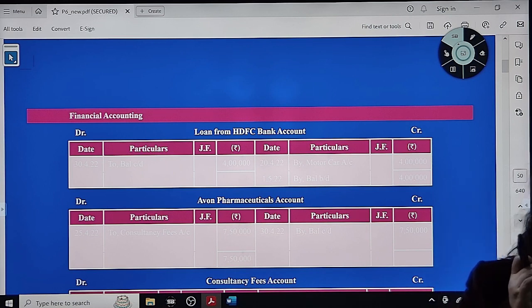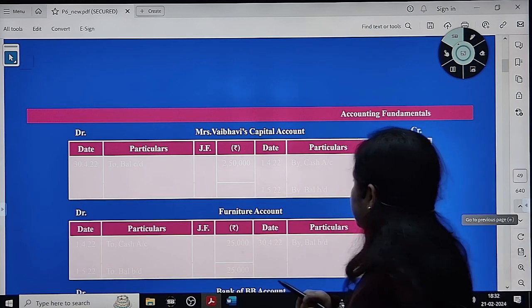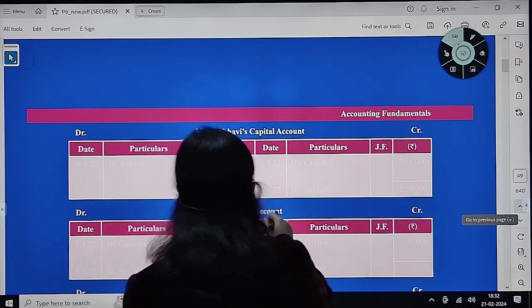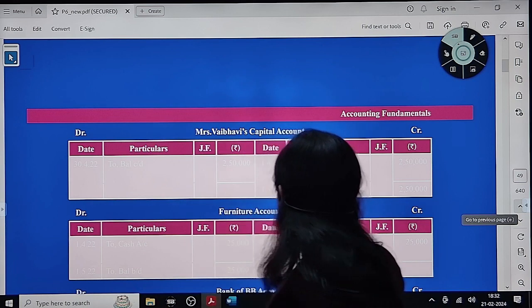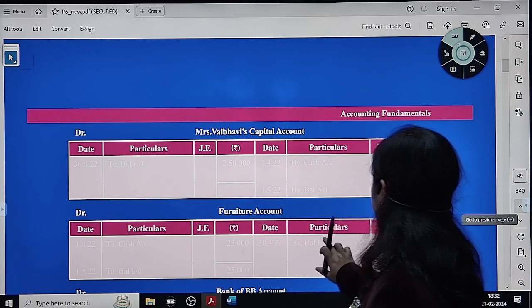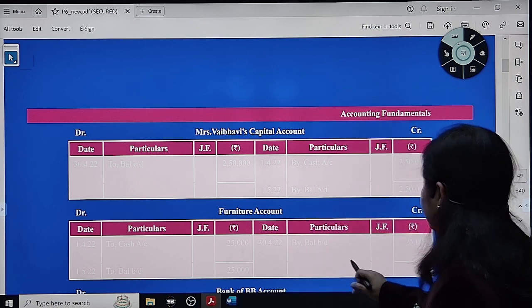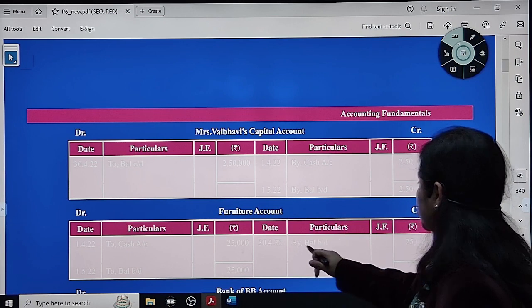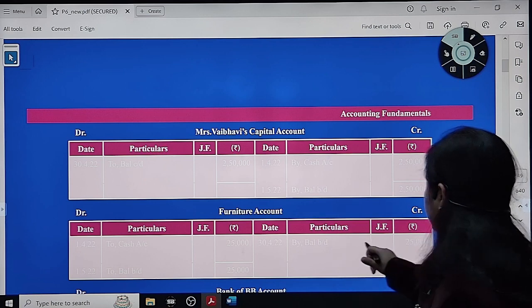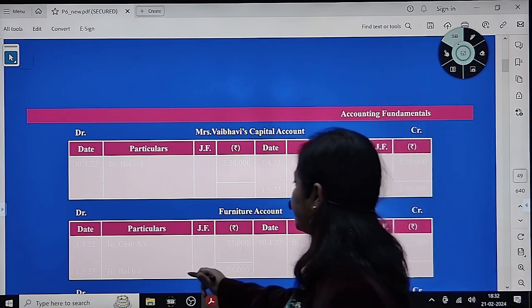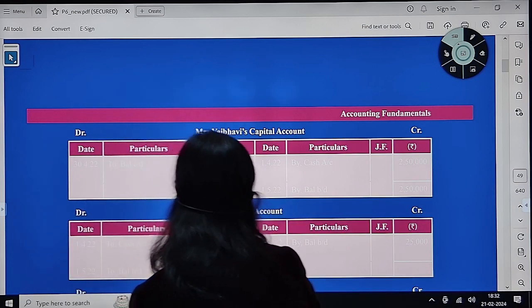Here you can see the journal entry of furniture account is furniture account debit to cash account 25,000, and the balance CD is on the credit side here, by balance CD. So there is a printing mistake in the book, and here also it has to be by balance CD instead of BD. You rectify this 25,000 on the credit side, and on the debit side it will be the same on 1st May 2022, to balance BD 25,000.